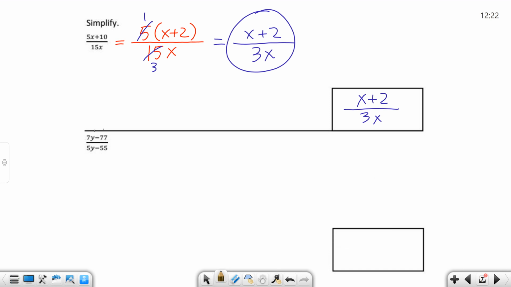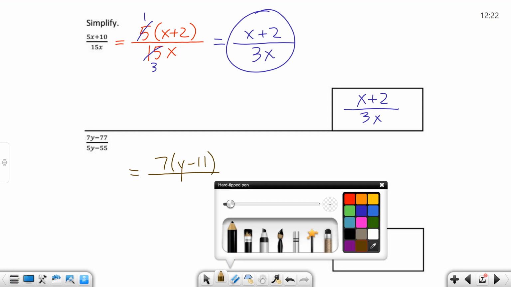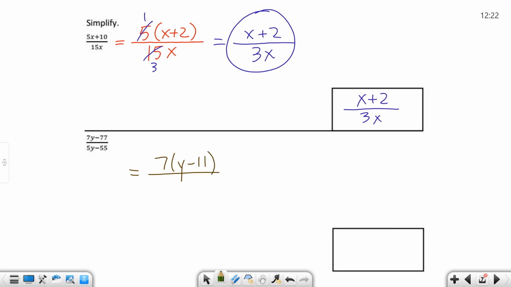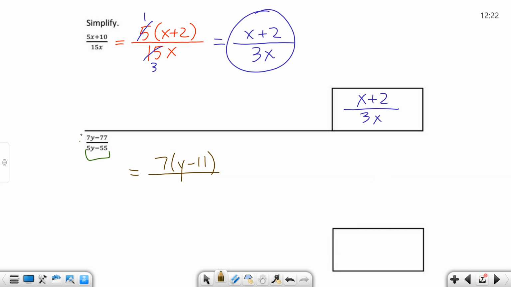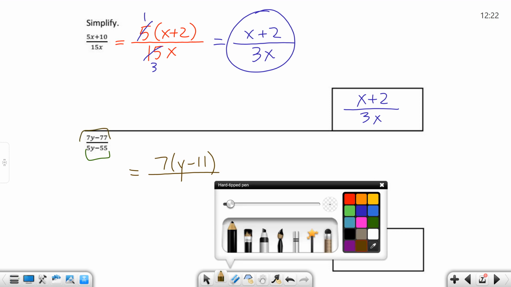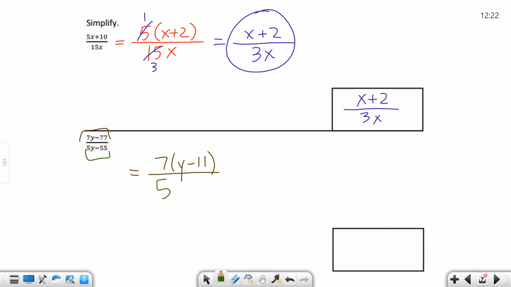The next one, I have two terms up here again. What factors out of that? Anything? Is there a GCF? Yep. 7. What's left over? Y minus 11. All right, let's look down here. Does anything factor out of this one? Yep. What factors out of it? A 5, right? And what's left over? Y minus 11.